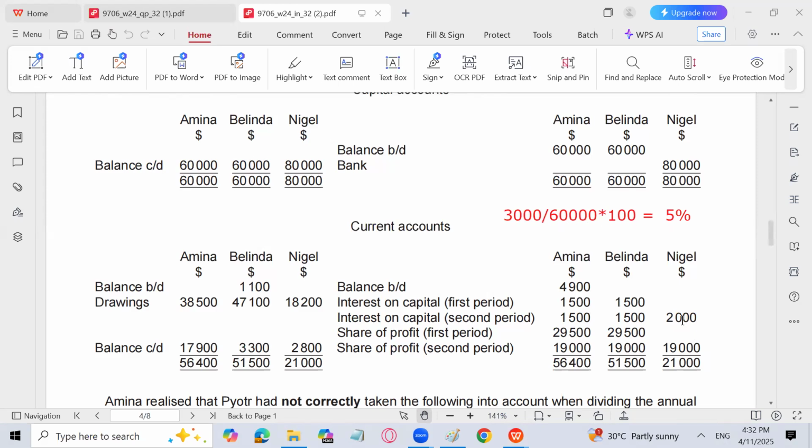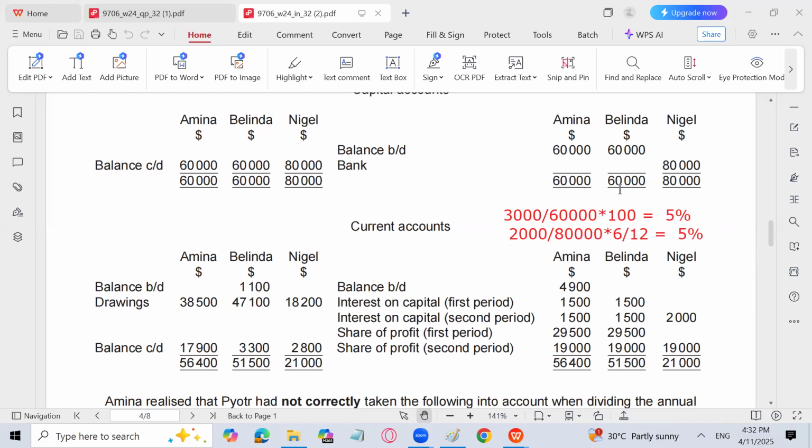How come, sir? The interest on capital for Nigel is 2,000, and the capital which he has contributed is 80,000, into 100, into 6 over 12, because we have to calculate interest for 6 months, and that will again come to 5%.